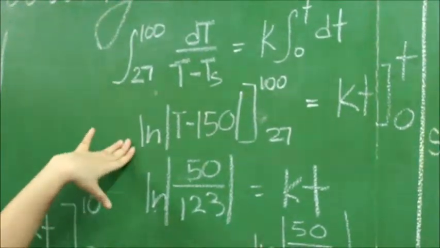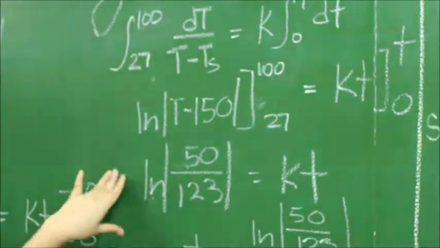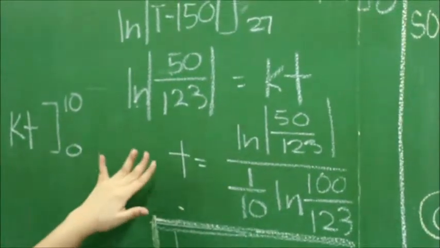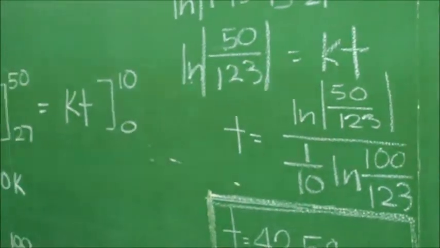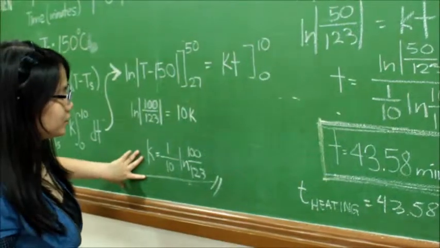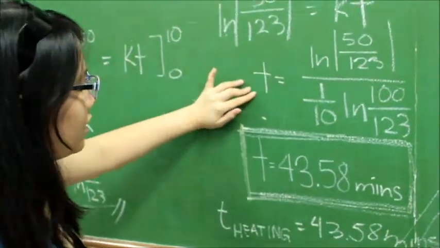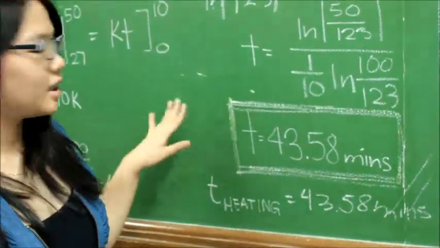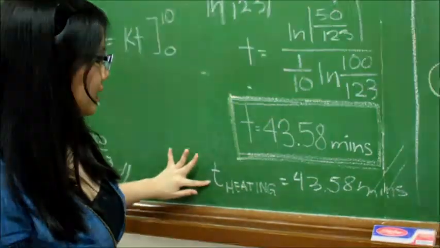After integrating it, substitute the limits and you'll get ln of 50 over 123 equals kt. Then find t. You have already your k, 1/10 ln 100 over 123. Then substitute it here, and you'll get t equals 43.58 minutes. So that's the time for heating.